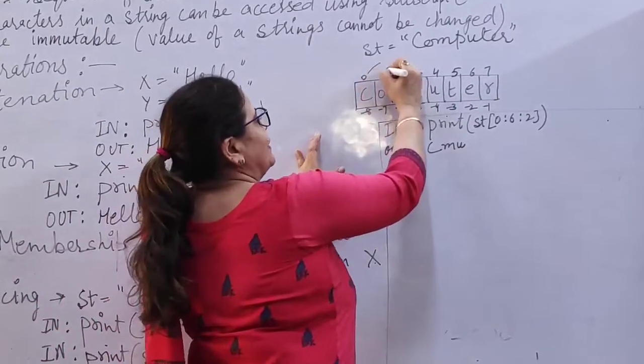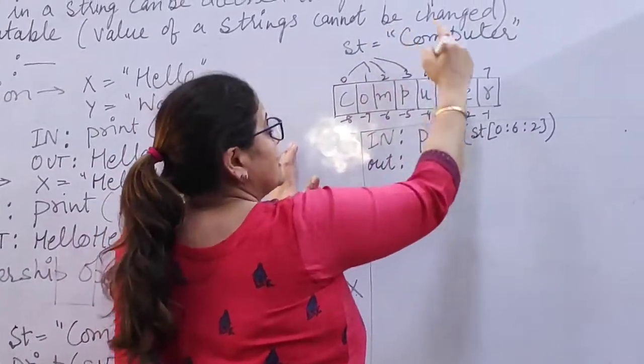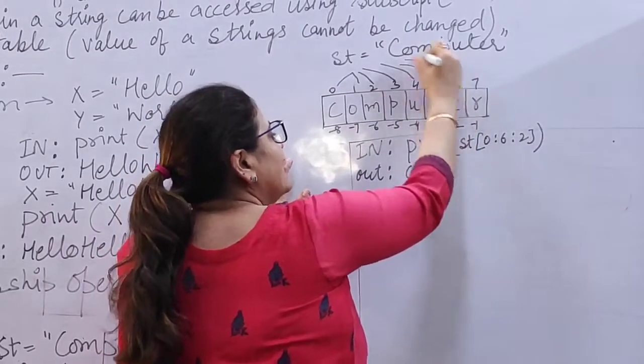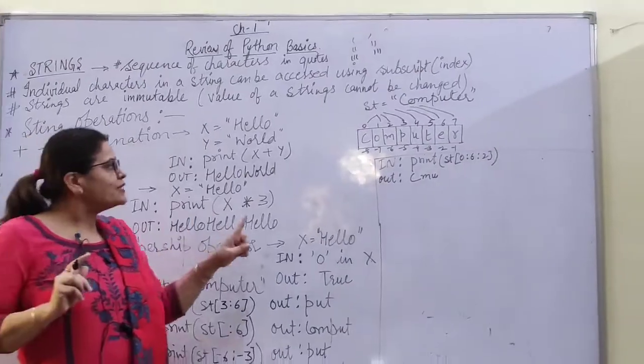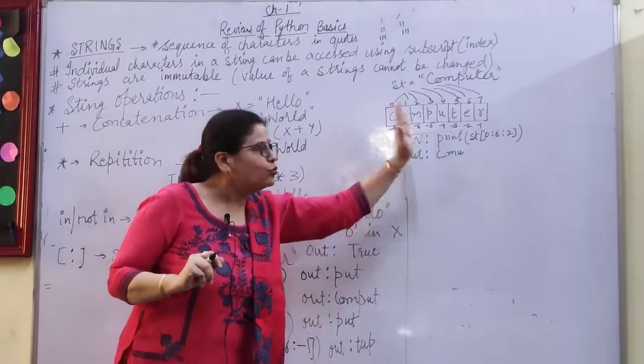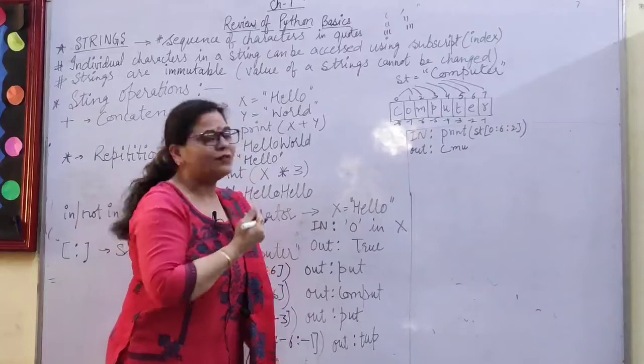So this index value is called a subscript or an index. This index can be positive or can be negative. Your positive index always starts from left to right, and the negative index starts from right to left.